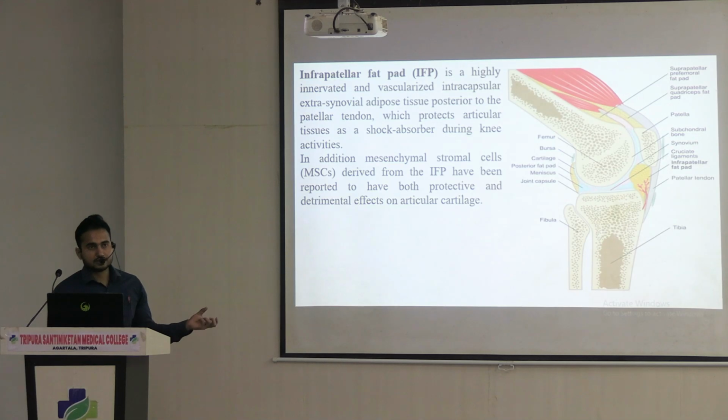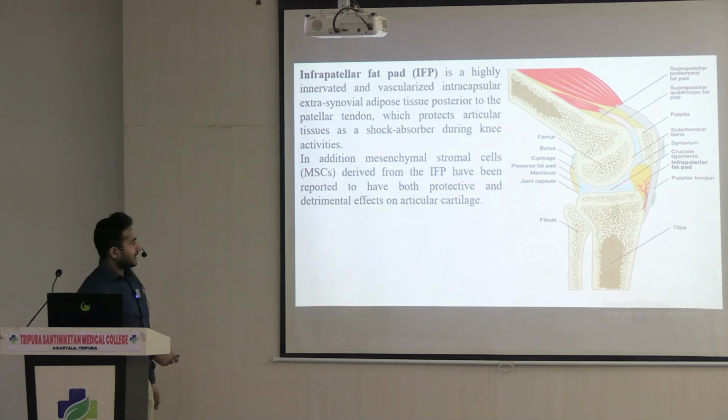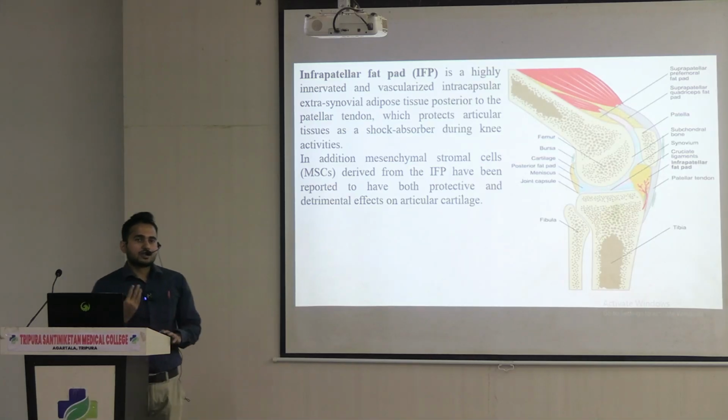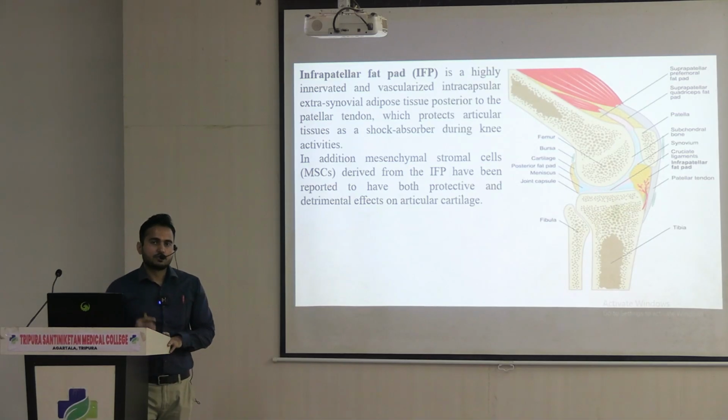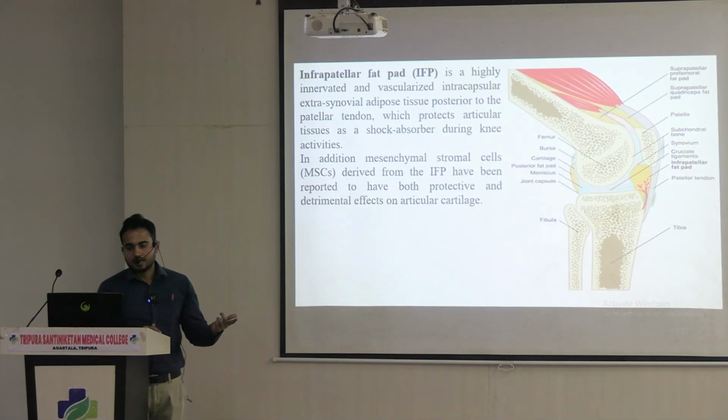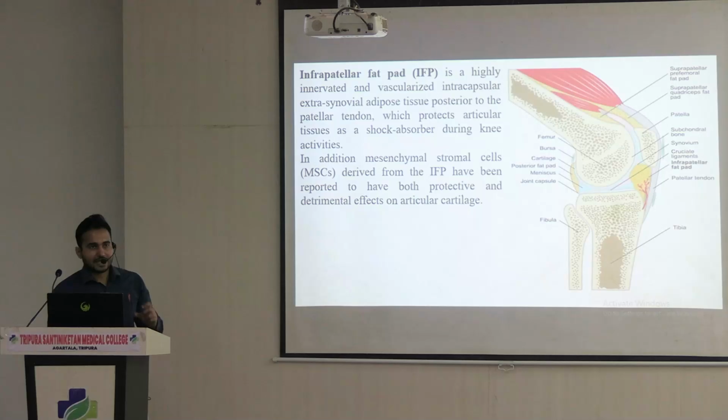Now from this, specialized cells are derived, that are called mesenchymal stromal cells. So whenever osteoarthritic changes are taking place or any damage is taking place, these particular cells which are present in the infrapatellar fat pad help in the healing of the joint. Okay, that is the importance of the infrapatellar fat pad.